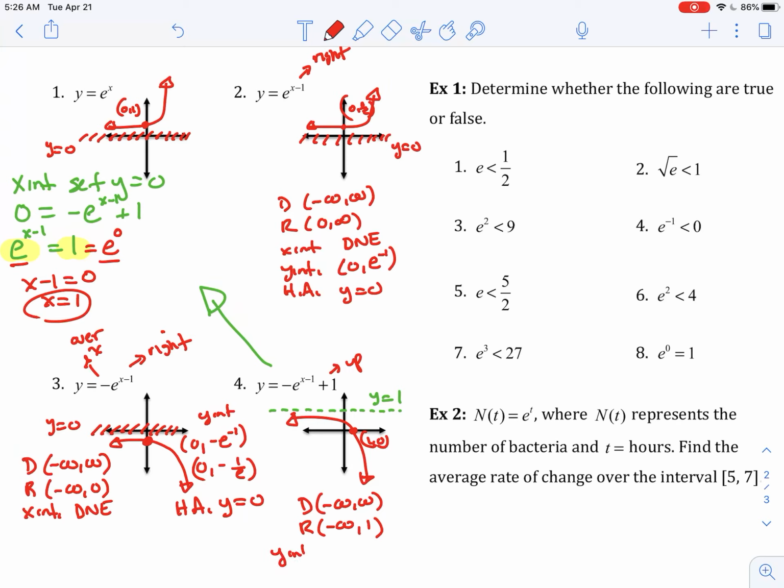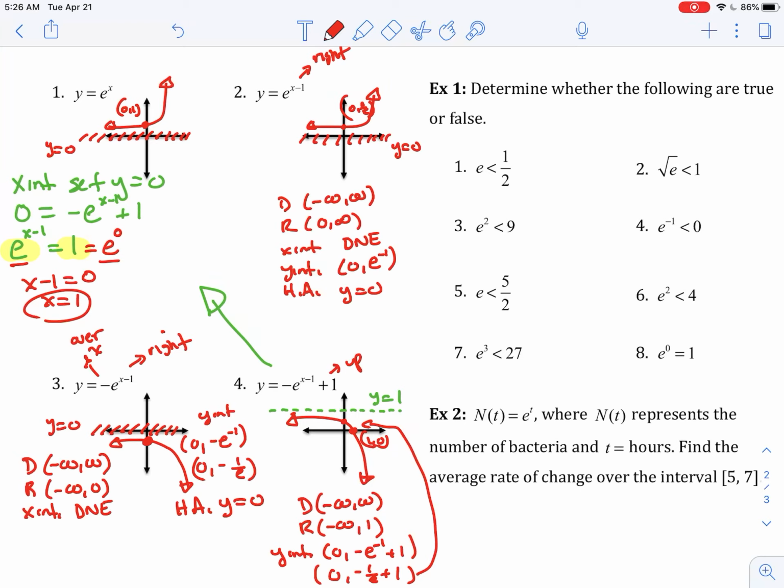My y-intercept, well, y-intercepts, we always replace x with 0, and if I replace x with 0, I'm going to get minus e to the negative 1 plus 1, or that is a negative 1 over e plus 1, so approximately a negative 1/3 plus 1 is right around approximately 2/3 for our y-intercept up here. Okay.